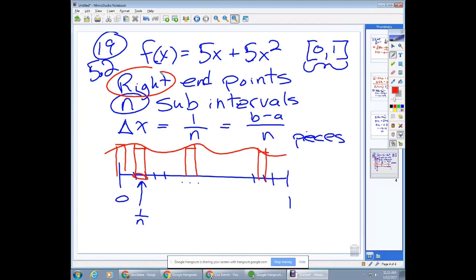All right, so from here, to generate right-hand endpoints, the procedure is always, again, the same. You say, okay, where am I starting? And usually we call A the starting point. In this case, my A is 0. And then from there, we just keep adding 1 over n's, right? Add a 1 over n, add another 1 over n, add another 1 over n. So what we're going to do is we're going to add multiples of 1 over n.